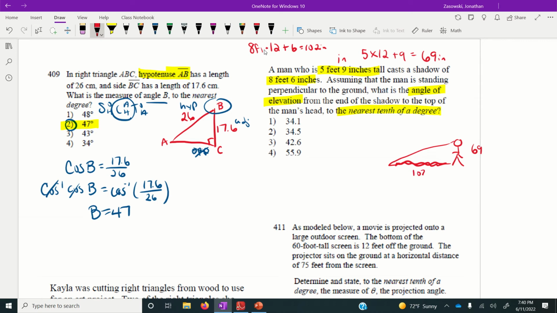That is 102 inches. We want to know the angle at the end of the shadow, from the shadow to the top of the man's head. The end of the shadow, which is right here, to the top of the man's head. So it's asking for this angle again. Okay, what is the angle of elevation? So that's how we know we're down here.